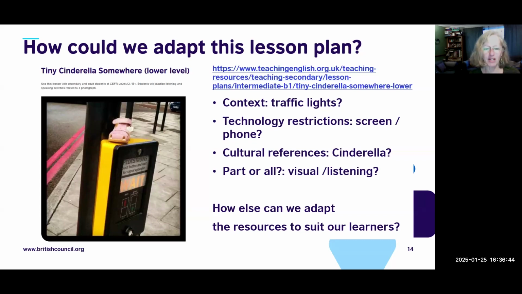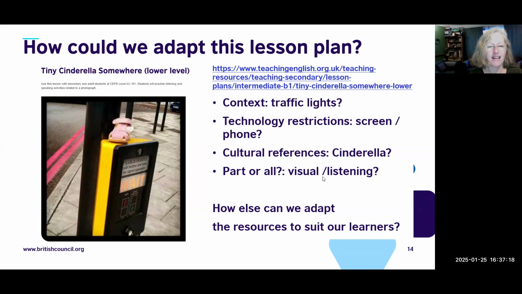And then the 4th adaptation there is part or all. So you could just show the visual and get people to talk about it. If you have the resources to play the listening, you could play it. Again, play the listening on your phone, and with a box, even just a small cardboard box around the microphone on your phone, you could make the sound louder. Very simple way of making that sound louder. You might just want to play the listening and get them to work out what the story is. Or you might want to do the whole lesson.